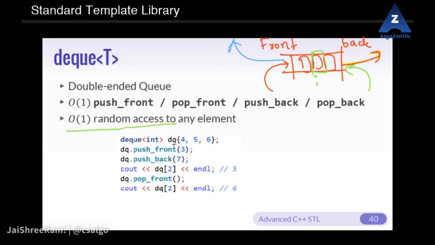So you have the dq of 4 5 6, you push 3 in front, so it will be 3 4 5 6. Now you push 7 at the end. Now what's the value at 2? This will be indexed in this form, 0 1 2 3 4, so the element at index 2 is 5. Then you pop from the front, and then what is the element at index 2? That's 6, so that's what the output would be.